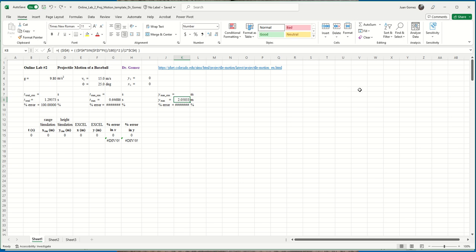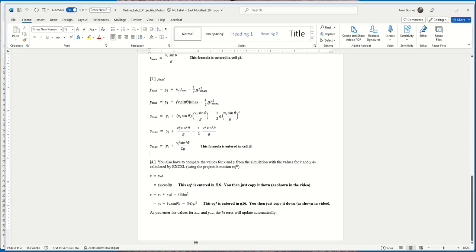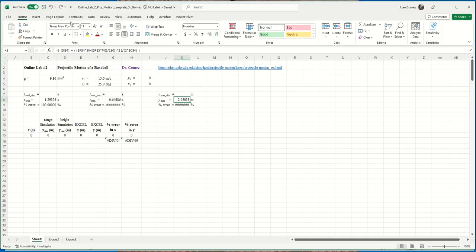And then divided by 2g, 2 times $C$4. So all I've done is I've entered this formula in sheets 1 and 2. It's in K8, but I've entered that formula in that cell. And remember, in sheets 1 and 2, yi is 0. But yi is in $I$4.